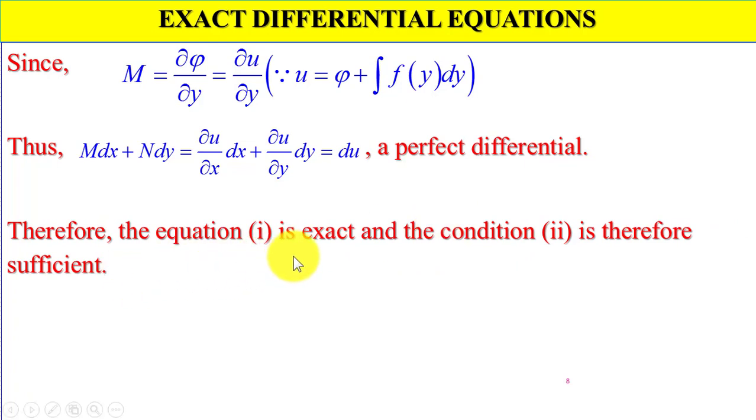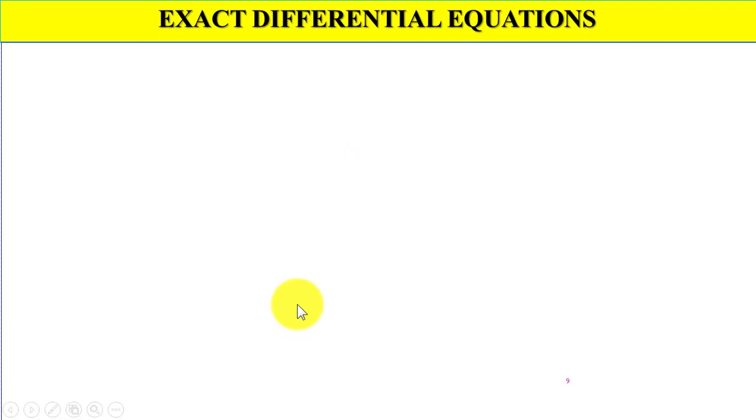Therefore, the equation 1 is exact and the condition 2 is therefore sufficient, which proves the theorem that M dx plus N dy is equal to 0 is an exact differential equation if and only if ∂M/∂y is equal to ∂N/∂x.